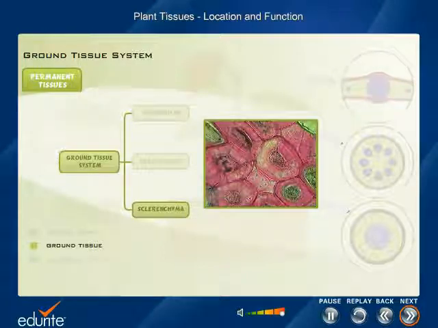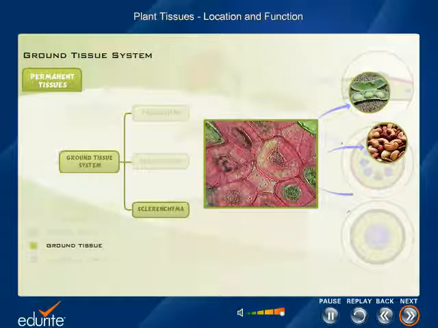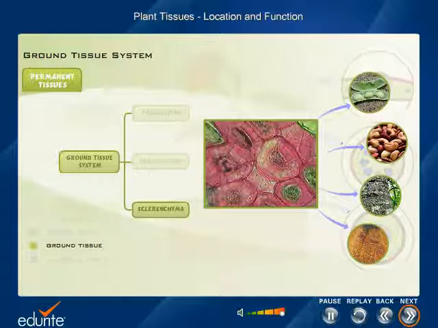Sclerenchyma are usually dead at maturity with no protoplasmic material. They have thick cell walls. You will find these cells in hard seed coats, nuts, wood, and fibers. They provide mechanical strength and support to the plants.